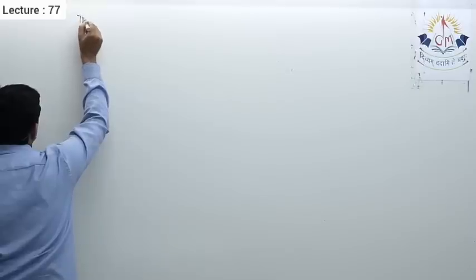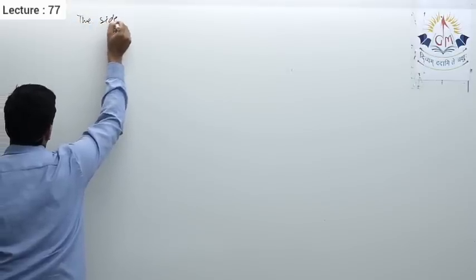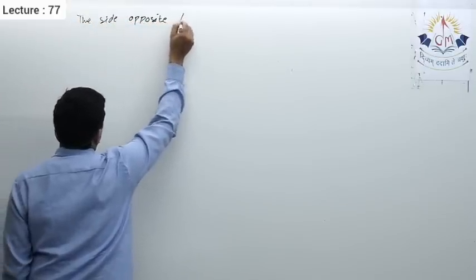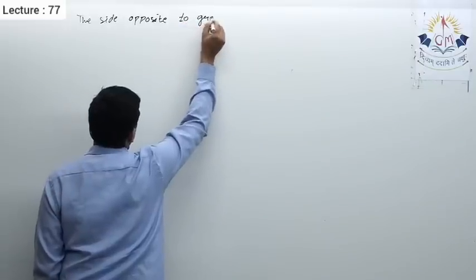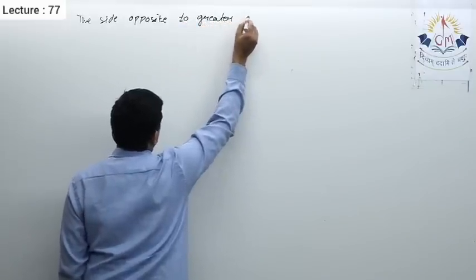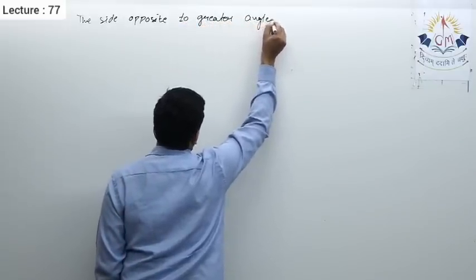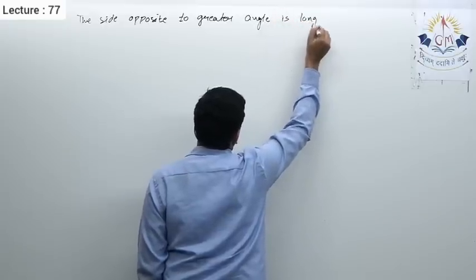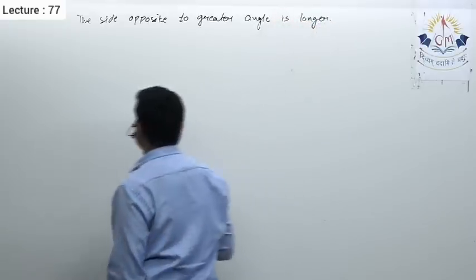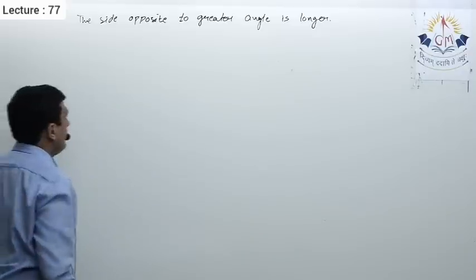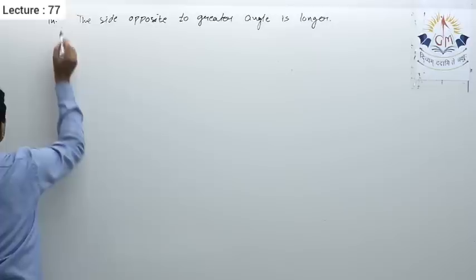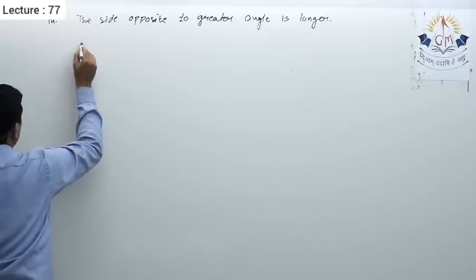The side opposite to the greater angle is longer. That is what we have to prove. So let us see how to prove this.